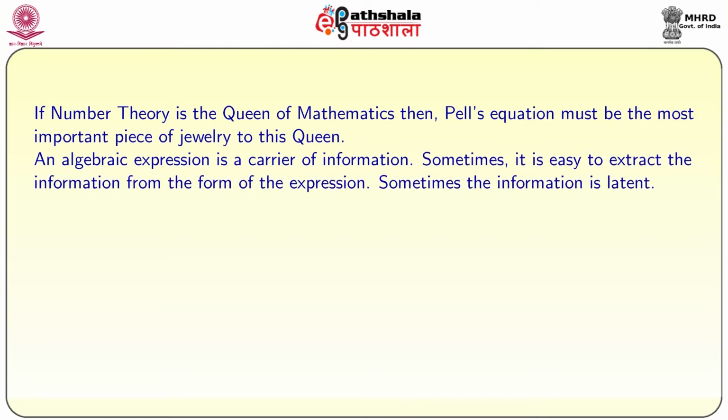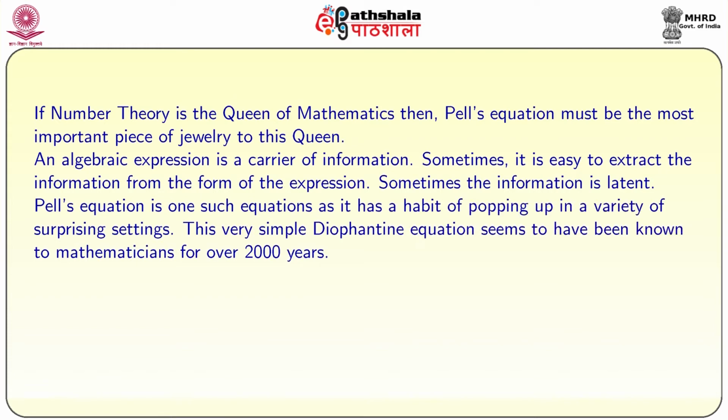An algebraic expression is a carrier of information. Sometimes it is easy to extract the information from the form of the expression. Sometimes the information is latent. Pell's equation is one such equation, as it has a habit of popping up in a variety of surprising settings. This very simple Diophantine equation seems to have been known to mathematicians for over 2000 years.